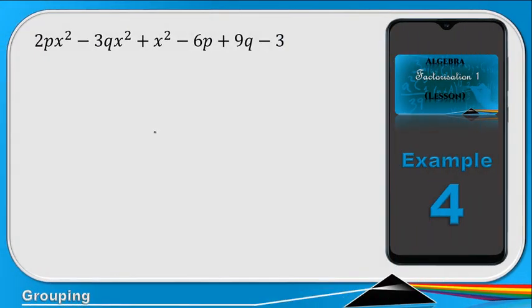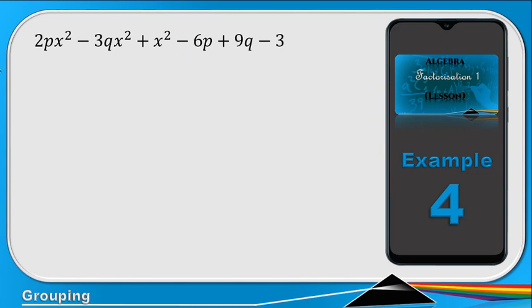Okay, and then for example 4. Alright, so this one is quite long. Here we have actually 6 terms. Now this one is a bit more of a problem solving question. Now if we look at the first 3 terms, we can clearly see there's an x squared in each of these first 3 terms. And also this one has factors of 3, 6, 9 and 3.